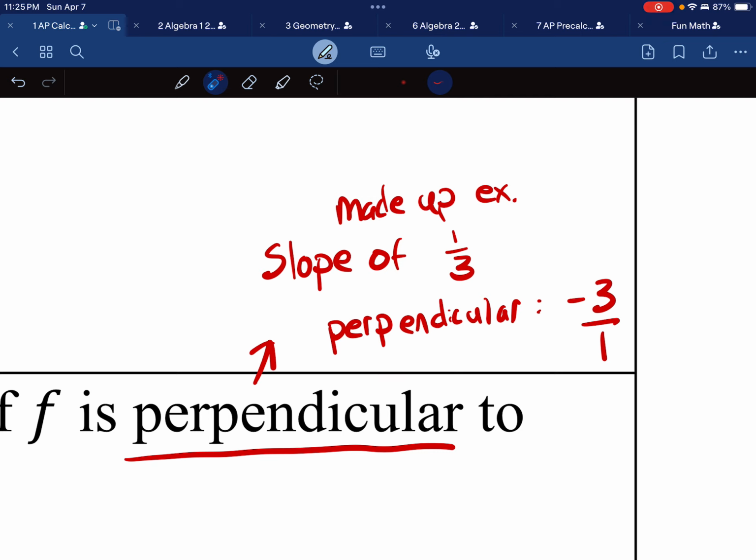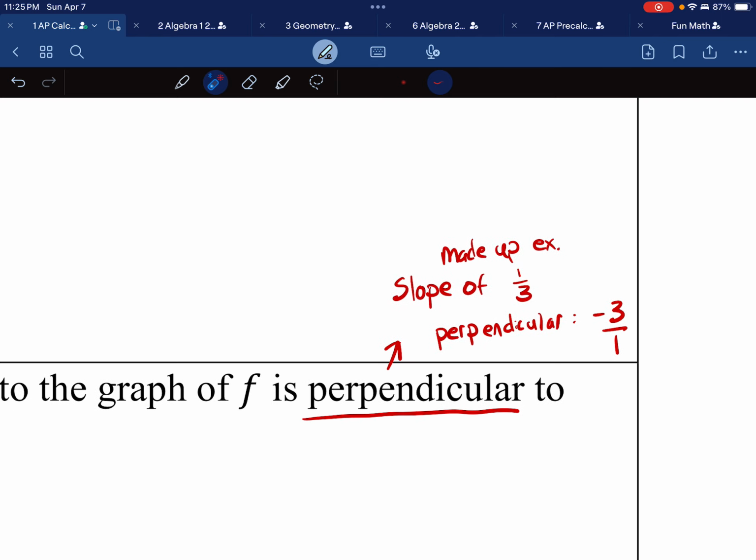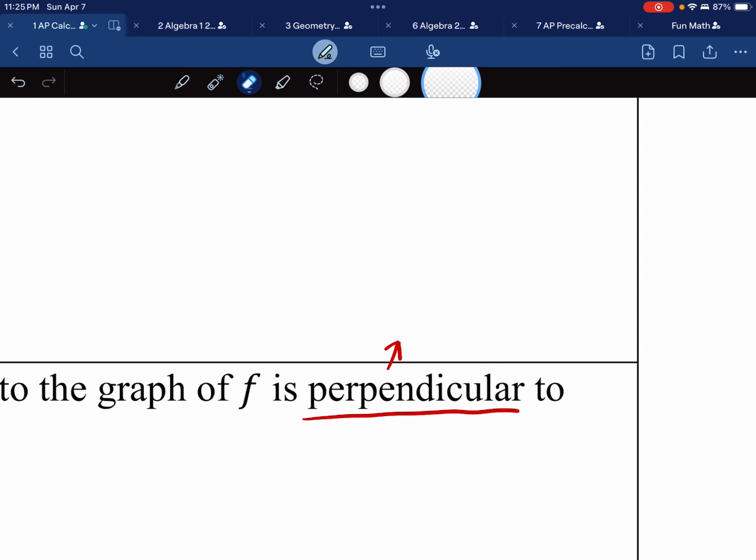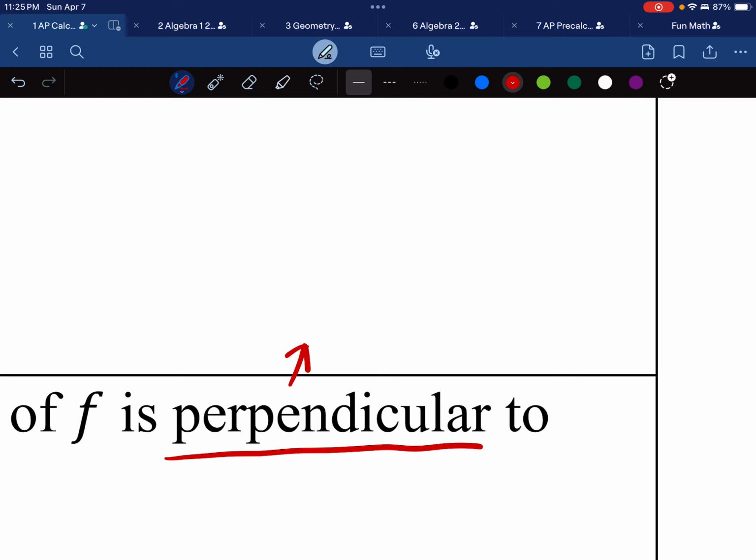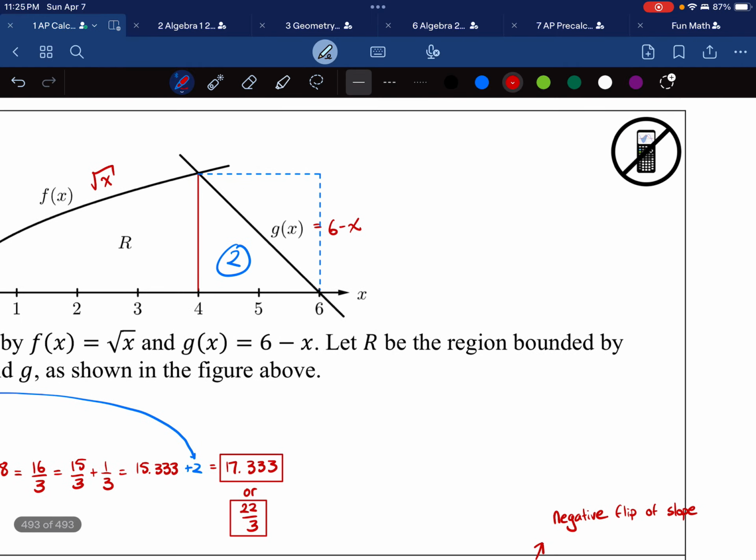So how do we change that? And maybe instead of writing that in my notes, I don't want to confuse people that are looking at the static answer key. Let me just say perpendicular means a negative flip of the slope. So what is our slope? Well, our equation is 6 minus x. It's kind of a dead giveaway that it's a negative something, -1x. So our slope here is -1.